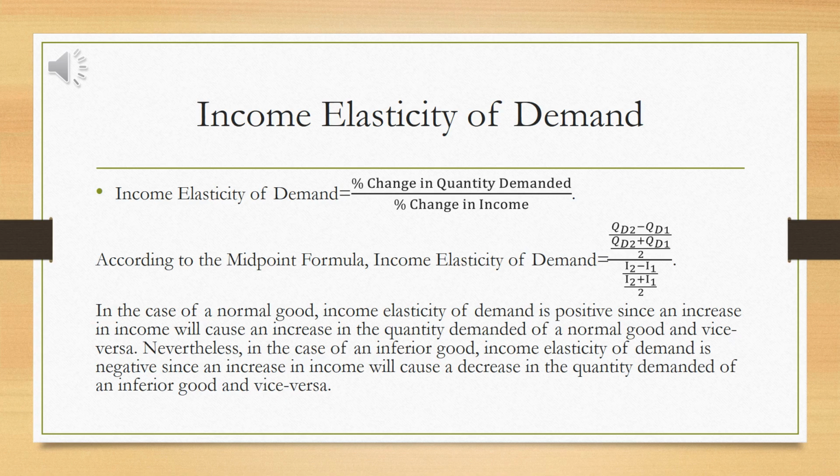In the case of a normal good, income elasticity of demand is positive, since an increase in income will cause an increase in the quantity demanded of a normal good, and vice versa. Nevertheless, in the case of an inferior good, income elasticity of demand is negative, since an increase in income will cause a decrease in the quantity demanded of an inferior good, and vice versa.